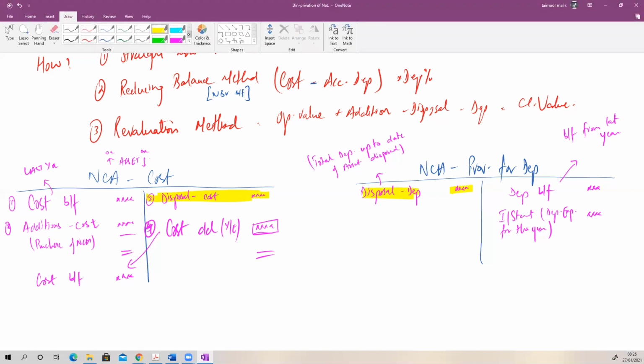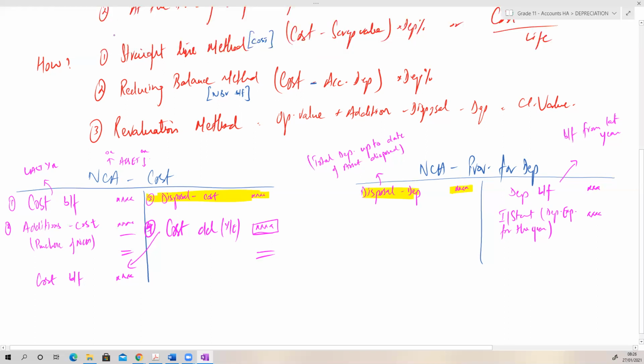ठीक है जी। So then you have depreciation carried down, the closing depreciation, or next year depreciation brought forward. So this is one, this is two, this happens on year end, and this is fourth.